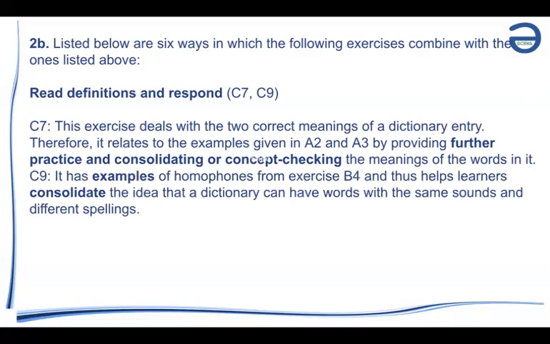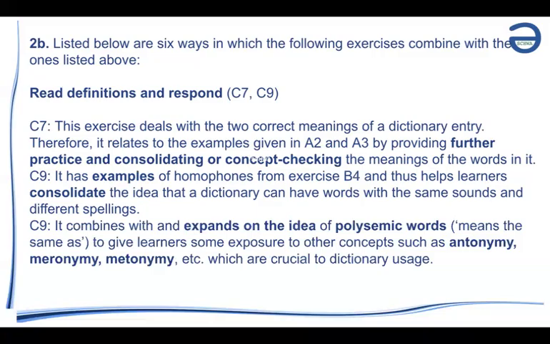It has examples of homophones from B4, so we're linking it to B4 and helping learners consolidate the idea that a dictionary can have words with the same sounds but different spellings. Then again, another one on C9, because remember, we have to find 6 different points. So we're repeating another one with C9.